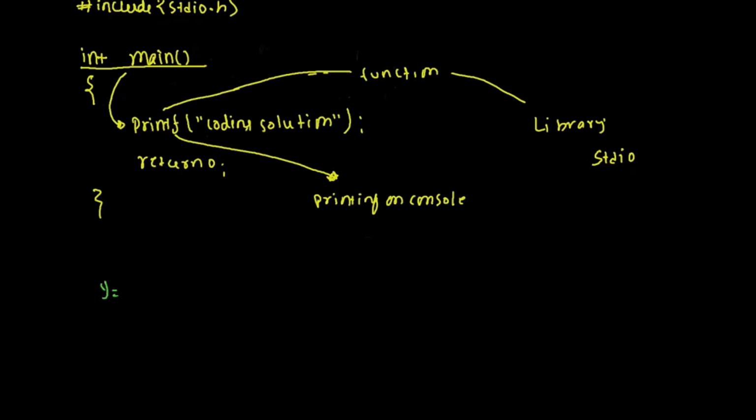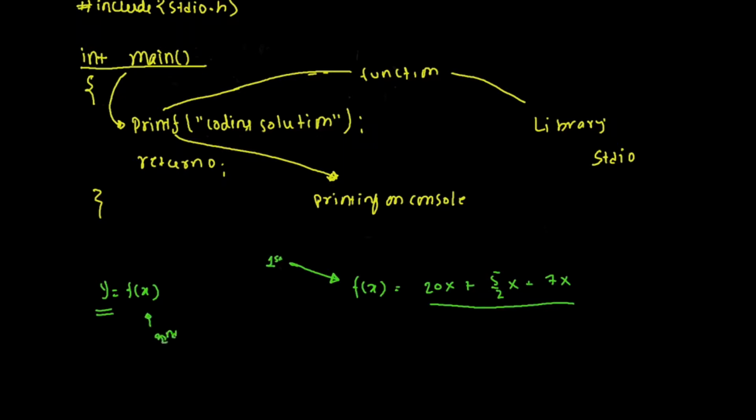In our previous example, f of x is equal to 20x plus 5 by 2x minus 7x and y equal to f of x. If we want to know the value of y, we must evaluate what is f of x. It means first f of x should be evaluated and then y equal to f of x should be evaluated. So this is the reason we always have a starting point. One more question you might get is, can we write our program without main? And the answer is yes. We will see it in next video.